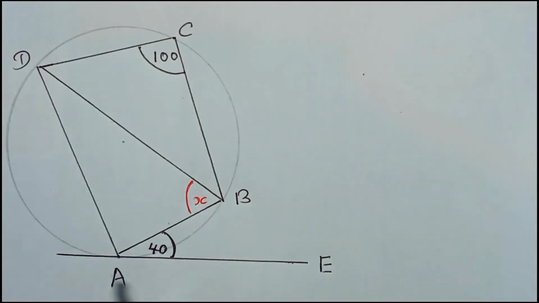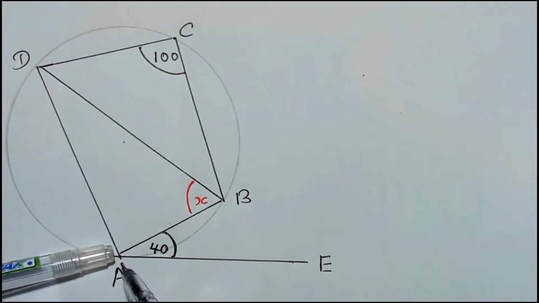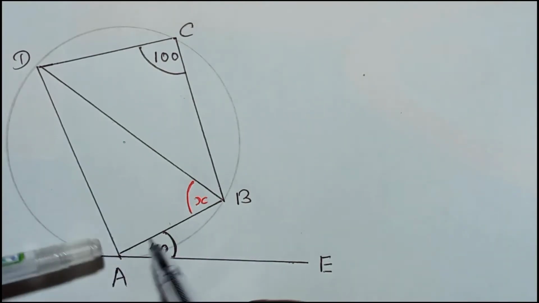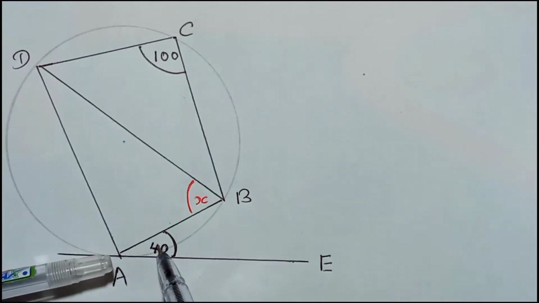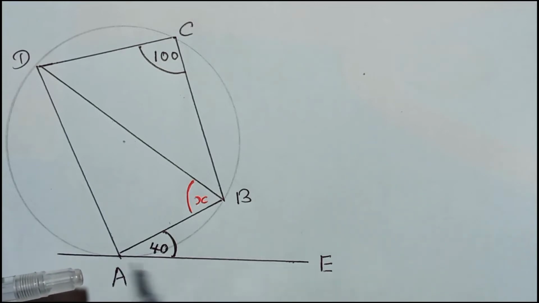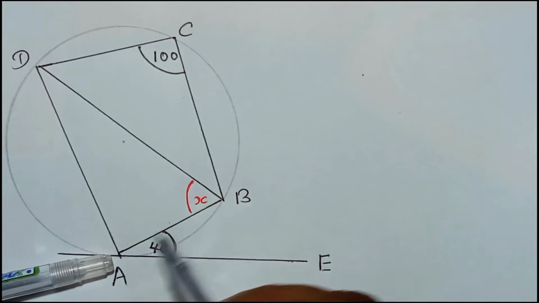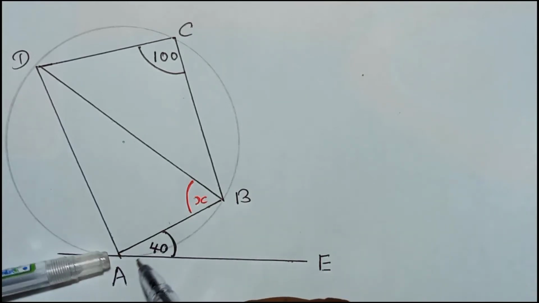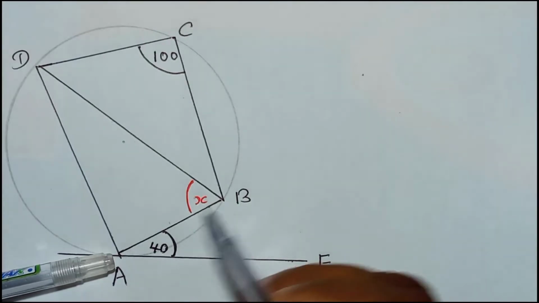Now here they tell us AE is a tangent, right? And at the tangent point you can see AB is a chord for this circle. Again, A is the tangent, and at the tangent point they make chords. Actually they make two chords, AB and AD, but we need to find here the AB chord.